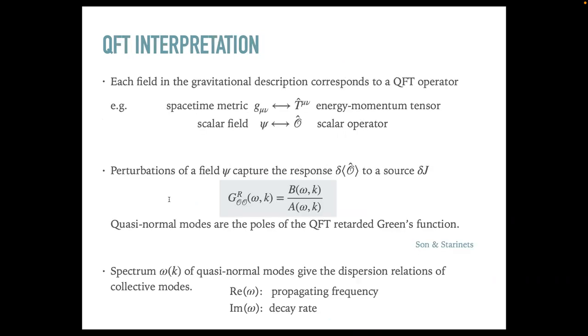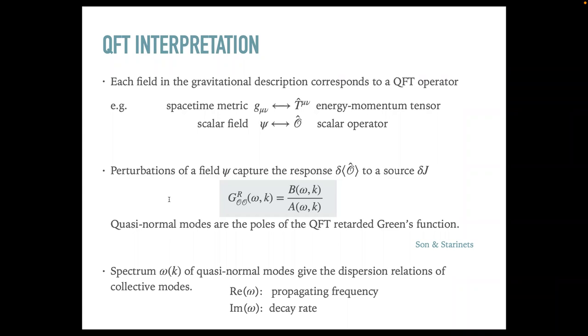And now let me explain exactly what this corresponds to in a quantum field theory. The AdS/CFT correspondence tells us that each field in the gravitational description of the theory corresponds to a particular operator in the quantum field theory. So for example, the spacetime metric tells us information about the energy-momentum tensor operator of a quantum field theory. Or if we have a scalar field like the one we're looking at, that tells us information about some scalar operator in our quantum field theory. So more precisely, perturbations of a field, in our case perturbations of a scalar field to linear order in the amplitudes, tell us about the response in the expectation value of the quantum field theory operator when we turn on a small source.